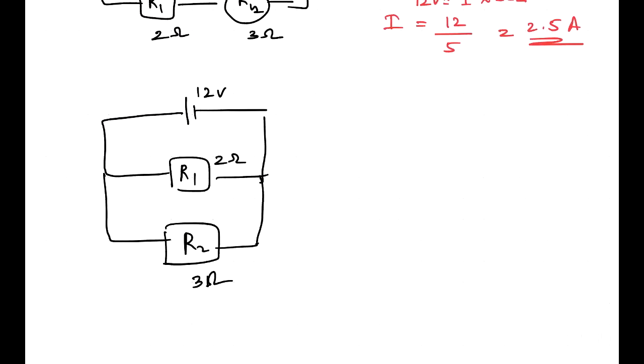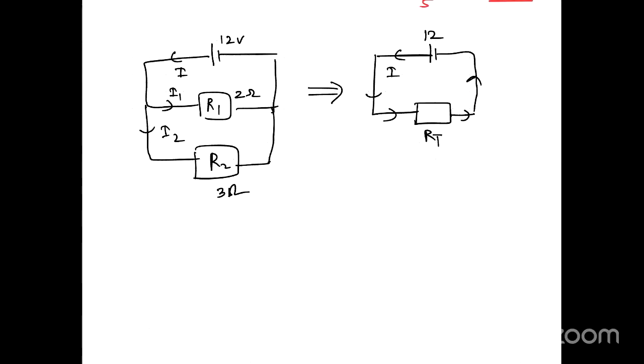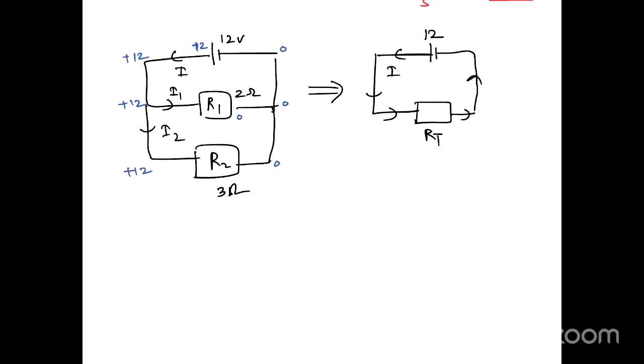And instead of this circuit, I can draw it using the RT. And here it is 12 volts. So current flowing in this manner, right? And here the currents I'll take as I1 and I2. Right. So first I'll use the symbols and try to get the values, right? So here this end is positive 12, and this end is 0, right?